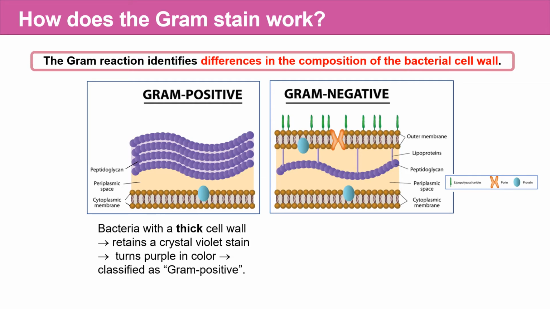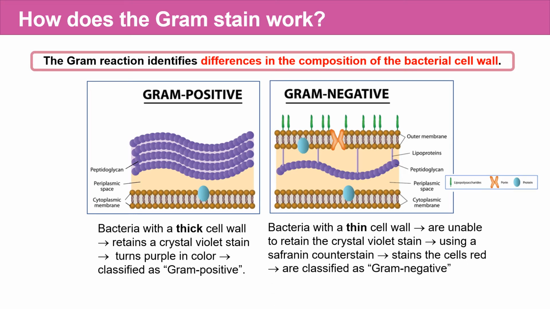So bacteria with a thick cell wall does retain the crystal violet stain that we talked about in the last slide and turns it purple in color. So we can see that these are gram-positive organisms, whereas the gram-negative organisms has a very thin cell wall which is not able to retain the crystal violet stain. And when they use the safranin counterstain, it stains the cells red, and so you know that these cells are gram-negative organisms.